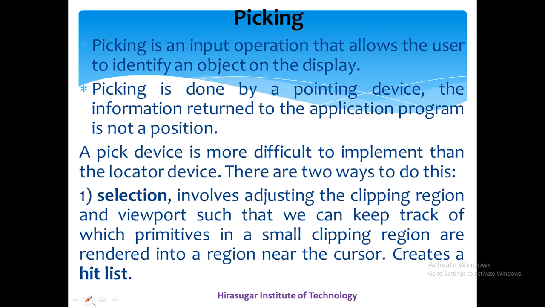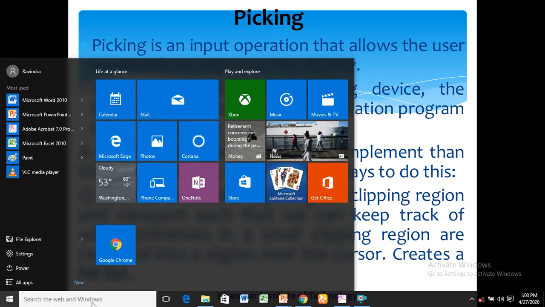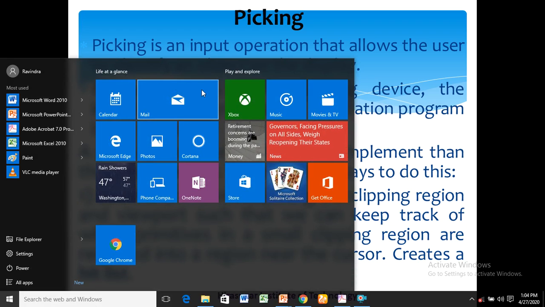In the last class we discussed the pointing device. Next is picking. Picking is an input operation that allows the user to identify an object on the display. As I told in the last class, if I click here, then it will cover this area. It is covering this area.